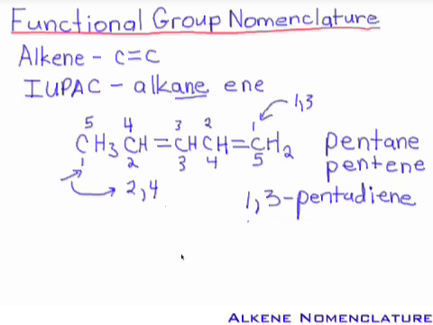Now, this is the name that was acceptable prior to 1993. If you are actually going to place this name the proper way, penta-1,3-diene would also be acceptable. Okay, so there are 2 examples of some alkene names.